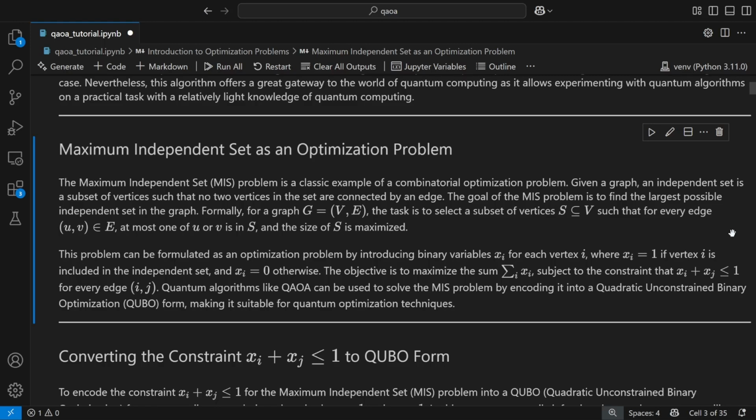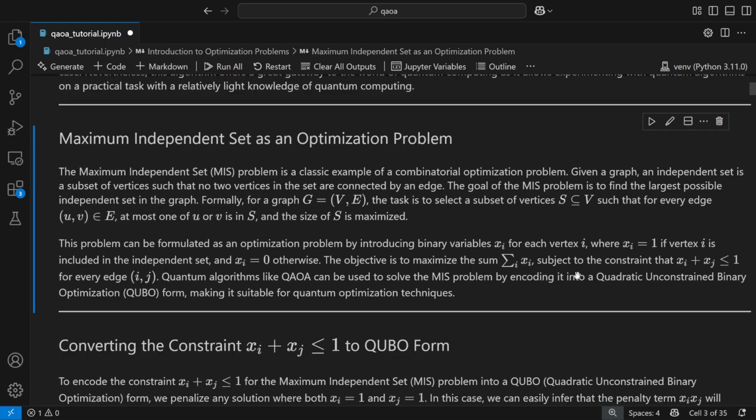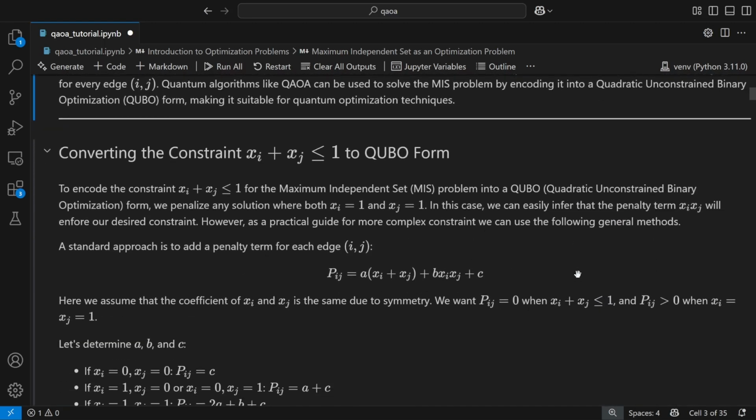In algorithms like QAOA, we usually work with an unconstrained objective function, known as quadratic unconstrained binary optimization, QUBO. In order to do that, we need to convert this inequality constraint to a quadratic objective form. To do that, in this case, it's relatively simple.